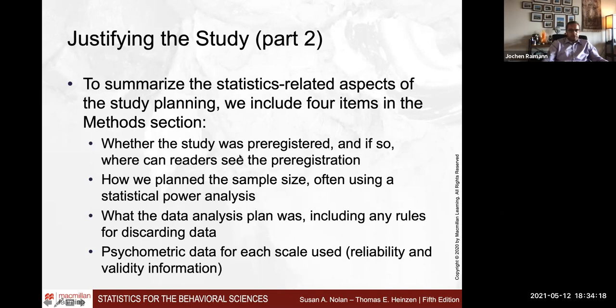Pre-registration, you also need, so we spoke about clinicaltrials.gov as a pre-registration website. Then we also talked about the sample size, which would be preceded and corroborated by statistical power analysis. Then we are stating exactly what had been part of the data analysis plan, including rules for discarding data, the so-called inclusion and exclusion criteria. And then we would also include psychometric data for each scale used, like reliability and validity information.